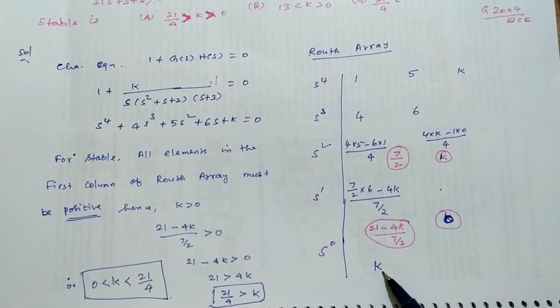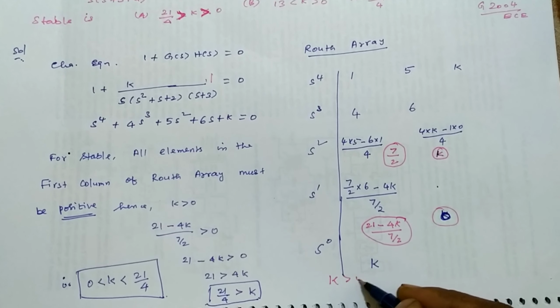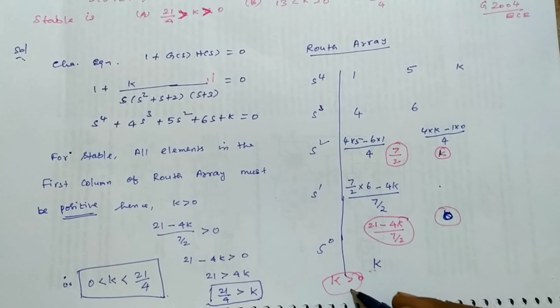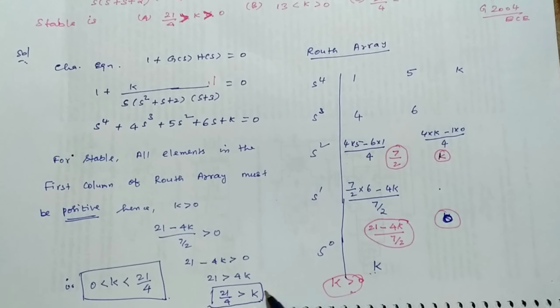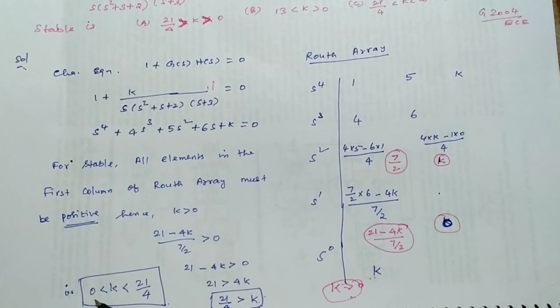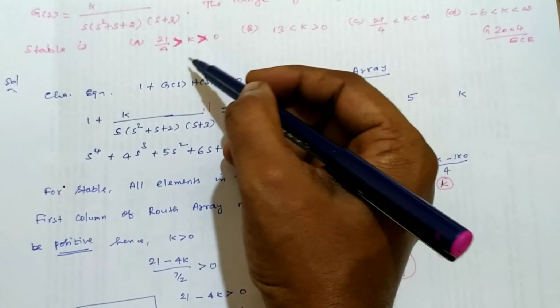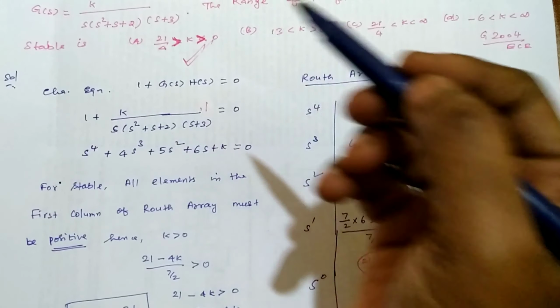And also from this we can write that the k value is greater than 0. So combining these two, we can write that k takes the value between 0 to 21 by 4. This is the answer.